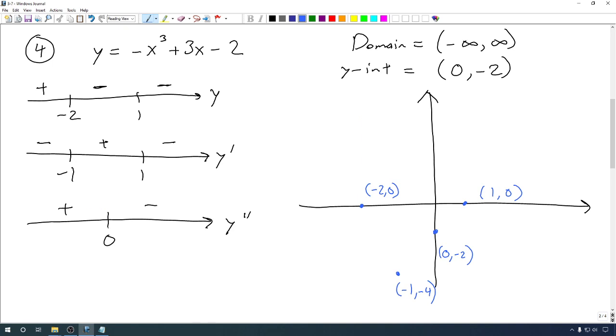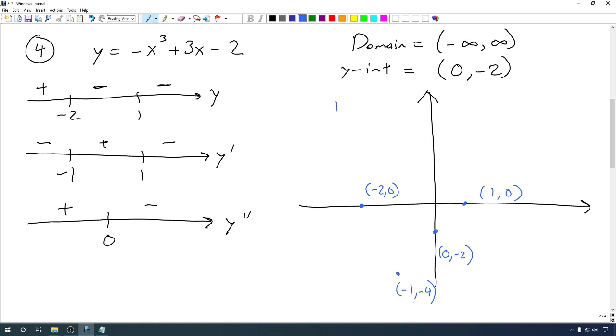Finally, we also want to talk about where the inflection point is. That's when x equals 0. But we already have that one here as well. At 0, we have an inflection point at 0, negative 2. Our function has to be concave up, which means it has a cup shape to it, all the way from negative infinity till we get to 0.